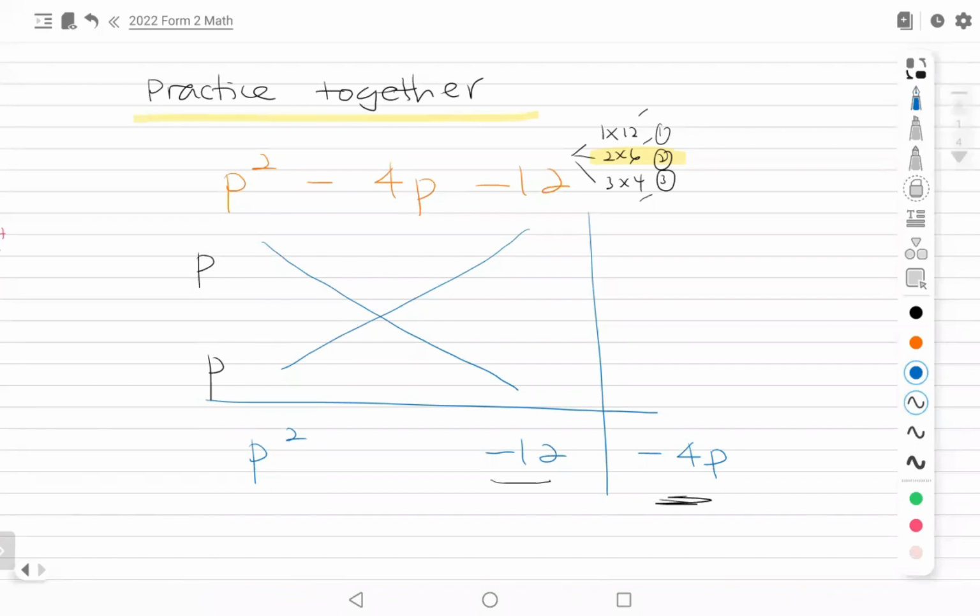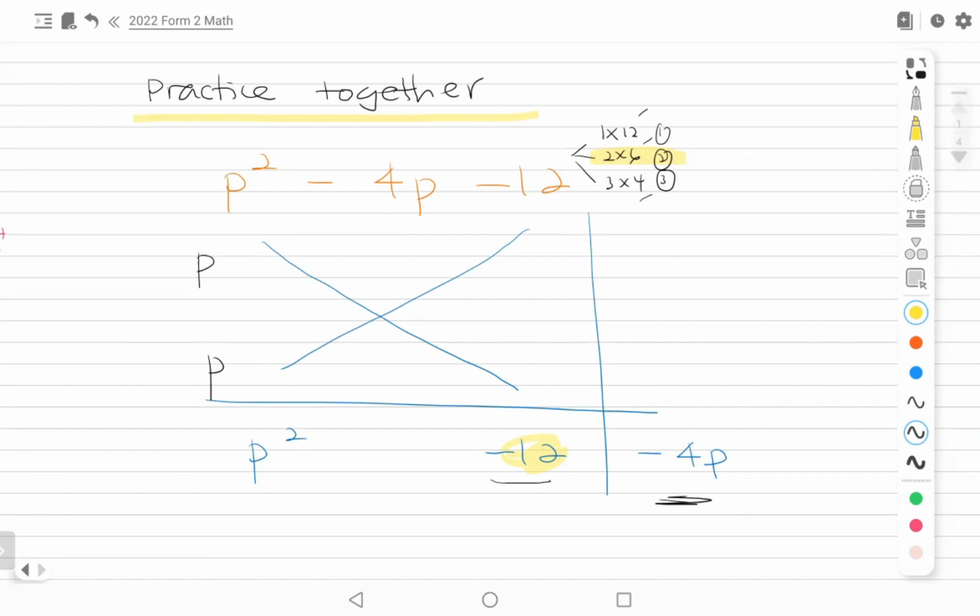p times p. But then for the third term, negative 12, the factors of 12, there are many, right? Factors of 12: 1, 2, 3, 4, 6, and 12. And they can make a pair: 1 times 12, 2 times 6, or 3 times 4. So now we have 3 options, 3 choices.